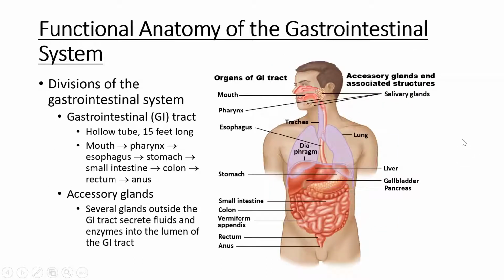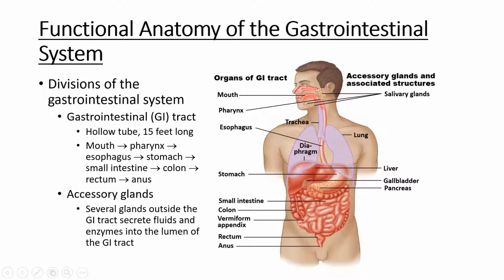Let's look at the divisions of the gastrointestinal system. So the GI tract is a hollow tube. It's about 15 feet long. It runs from the mouth through the pharynx, the esophagus, stomach, small intestines, colon, rectum, and anus, which we just kind of walked through. We also have some accessory glands here which secrete certain substances that aid these processes, either secretory fluids that have enzymes or mucus that just helps to lubricate. All of those are accessory glands that secrete their products to help with these processes, okay?